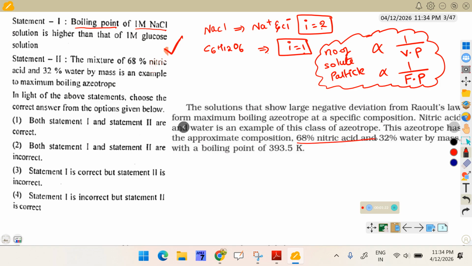The mixture of 68% nitric acid and 32% water by mass is an example of a maximum boiling azeotrope. Correct. Statement 1, statement 2, both are correct.